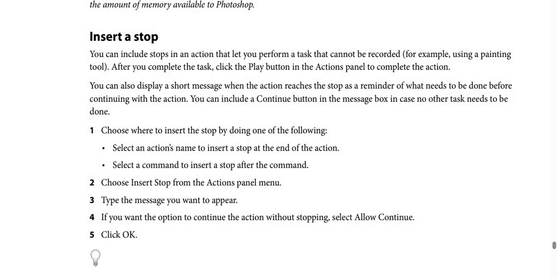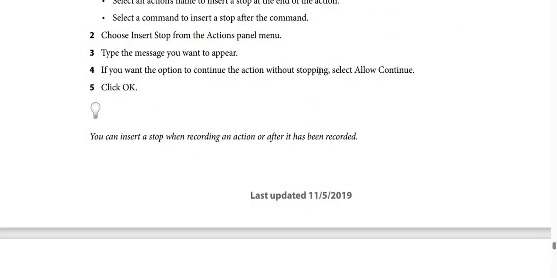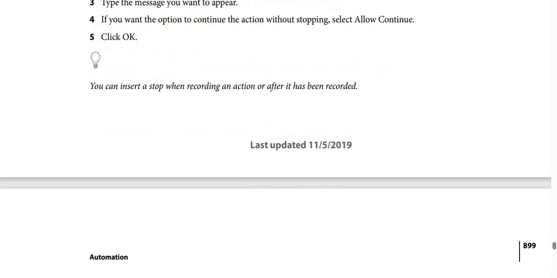Step number 2, you should choose insert a stop from the actions panel menu. Step number 3, type the message you want to appear. Step number 4, if you want the option to continue the action without stopping, select allow continue. Step number 5, click OK to finalize. And you can insert a stop when you're recording an action or after it has been recorded.